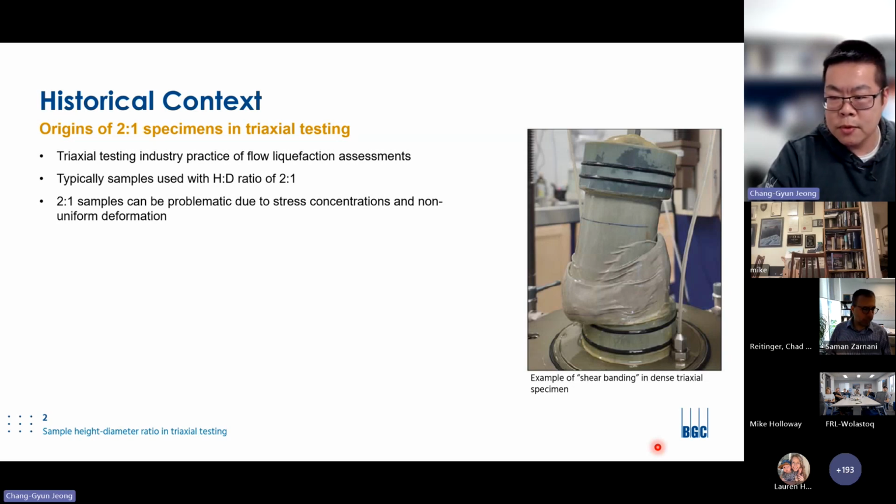And in dense samples, shear banding leading to wedge-type failure is very common and often limits the usefulness of the test data after a few percent of axial strain, as the critical state void ratio along the shear band is hard to determine.